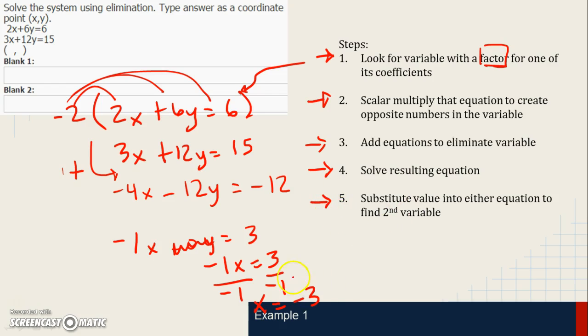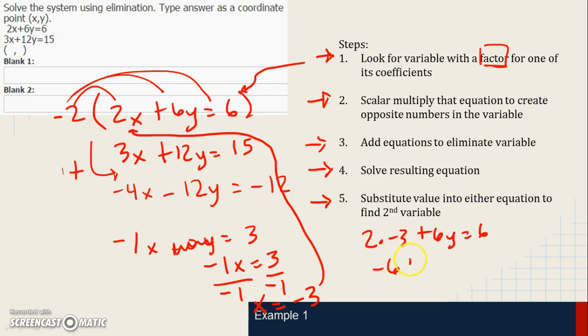So we now know what x equals, so we can go ahead and move into the fifth step, which is to take this value for x and substitute it in for x in one of the two equations. I'm going to substitute it into the first equation, so I'm going to take this negative 3 and put it in here for x, and what I would get is 2 times negative 3 plus 6y equals 6. 2 times negative 3 is negative 6.